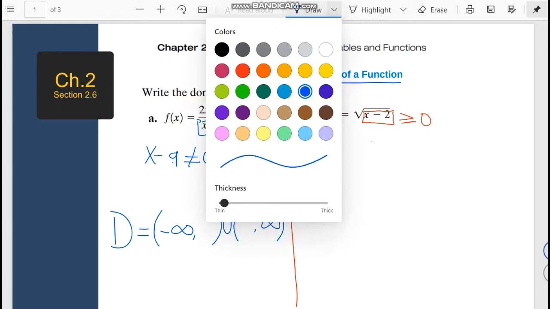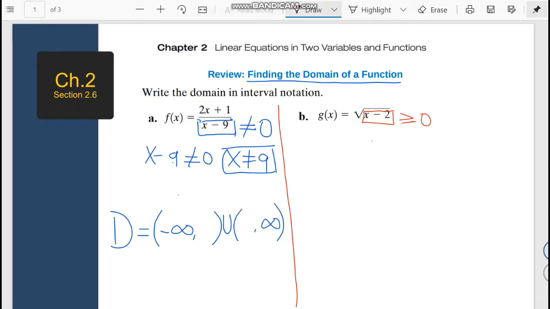And here you fill out with the number that you want to remove. In this situation, you want to remove number 9 from the domain. And that's the answer. The domain of this function, represented using interval notation, is this answer here, right?